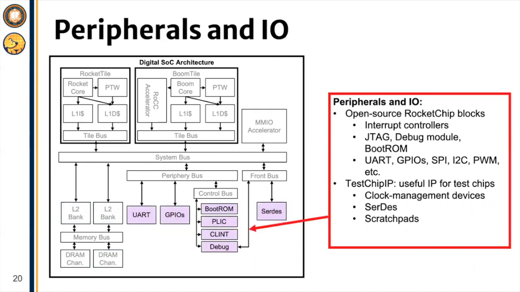For peripheral devices, of course, we have things like JTAG, debug, UART, GPIO, SPI, all the kind of bits and widgets that you need to build a real chip and make it useful and talk to the world.